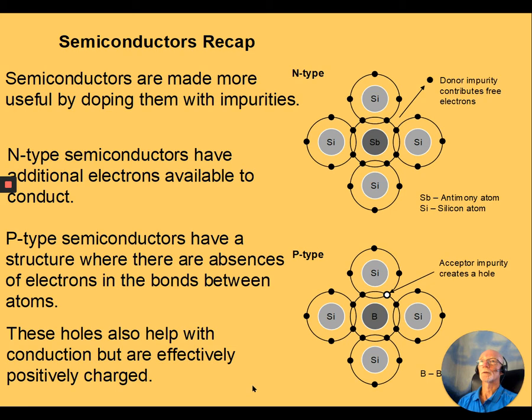Just as a recap, remember that we have two types of semiconductors: an N-type, which has an excess of electrons because of our doping material, which has 5 valence electrons, and our P-type, which has a gap in the covalent bond due to the doping material only having 3 valence electrons.